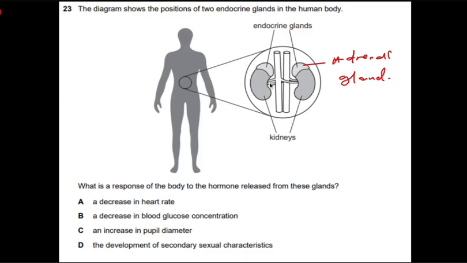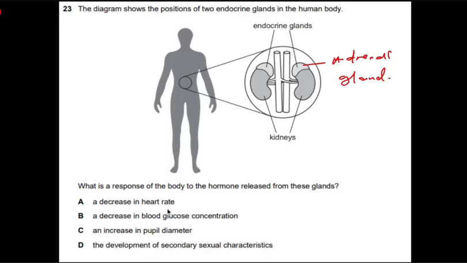Let's say, for example, you are walking and then a cobra pops up. What is going to happen? These adrenal glands are going to release epinephrine, or adrenaline, to increase the heart rate and to stimulate the production of glucose. So there will be an increase in glucose concentration in your blood. As you can see, the first option says decrease in heart rate. This one is just the opposite. The heart rate has to increase because you have seen something.